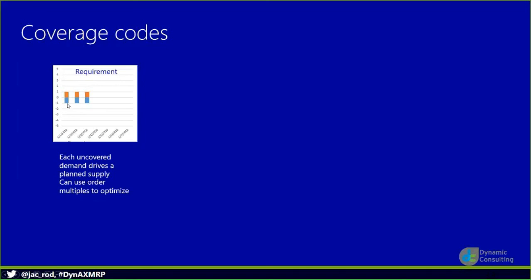Same thing for the second and third. So we have 3 pieces of demand within 3 days. We're going to get 3 individual purchase orders. Now, the requirements coverage code does use order multiples too. So if you had an order multiple of 5 set up, you would get 1 5-piece order created each time, right? And it'd be ordered basically in 5-piece increments.